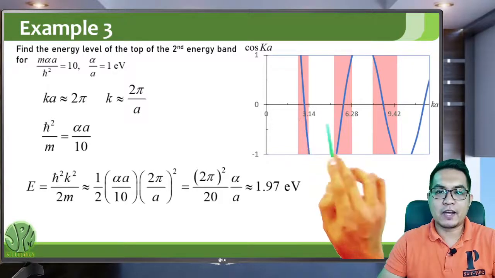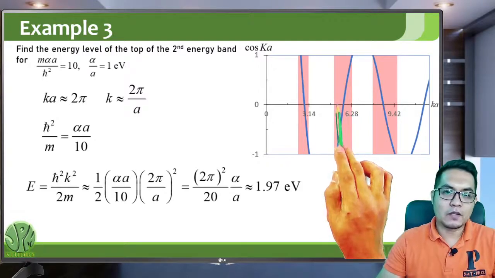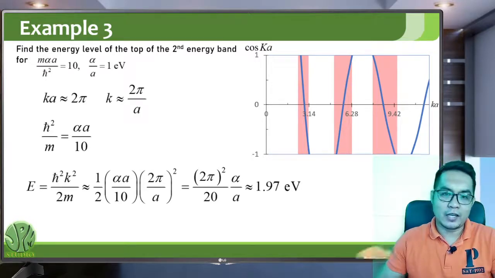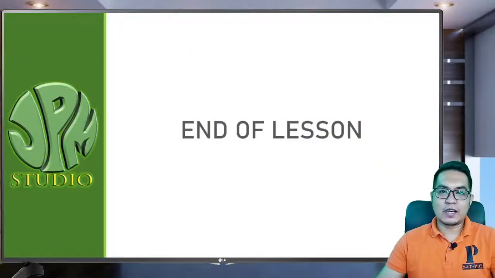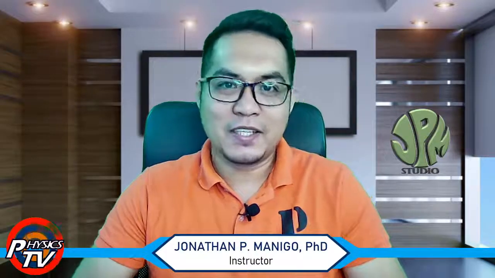This is the first energy band, the second energy band, and the top is this one. You can also calculate the bottom of the second energy band, provided you are given the exact value, or we can interpolate the exact value of k. And that is it for this lesson. It's basically a crash course of solid state physics. Take note that the foundation of solid state physics is quantum mechanics.